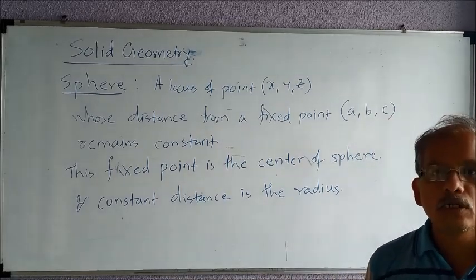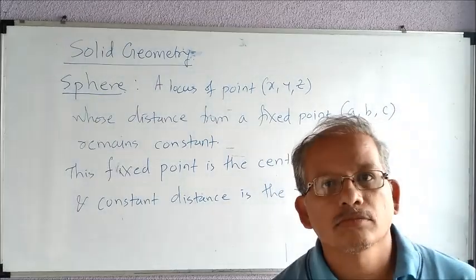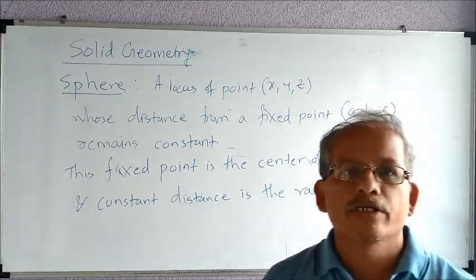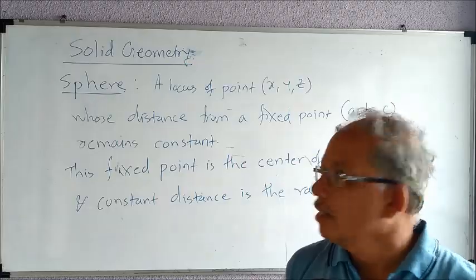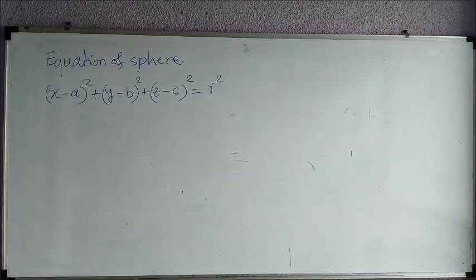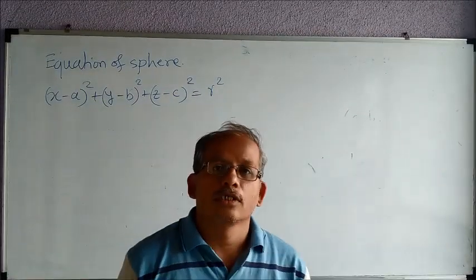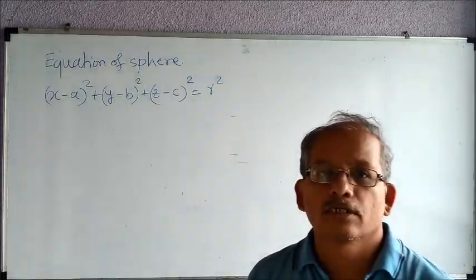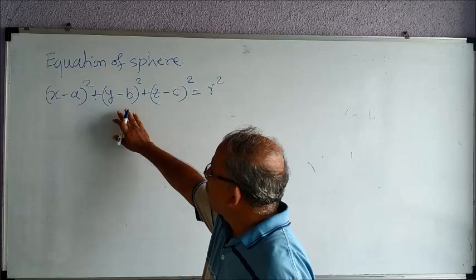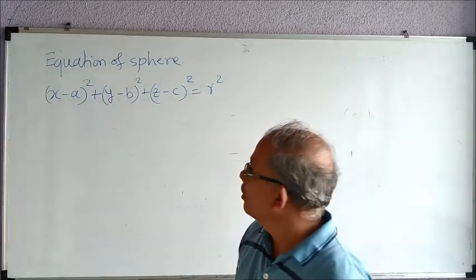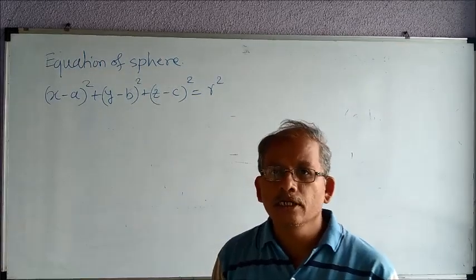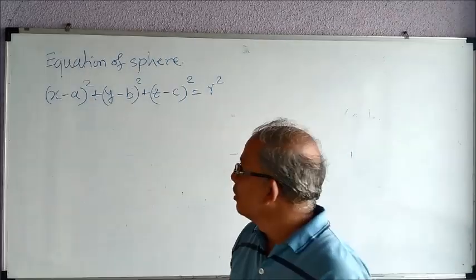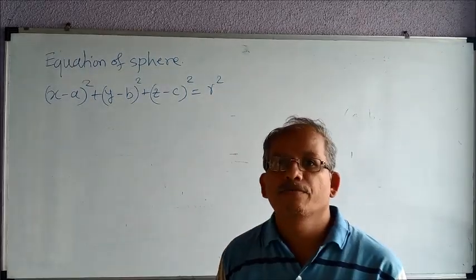Okay, so now see that this definition itself gives us how we will calculate the equation of the sphere. Let us see how the equation of the sphere is obtained. Here we have used the simple distance formula. The distance between (x, y, z) and (a, b, c) is equal to the constant distance r. I have squared both sides and we obtained this.